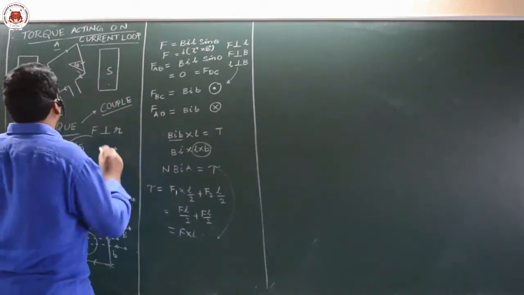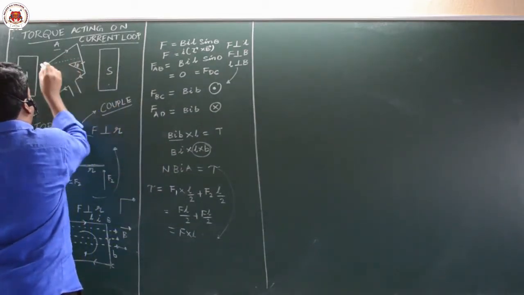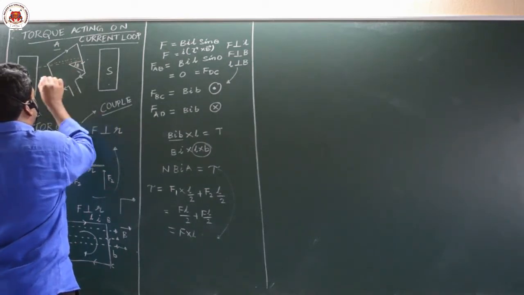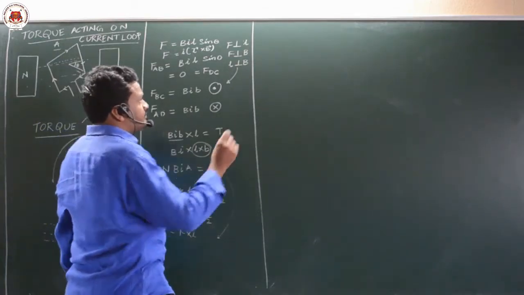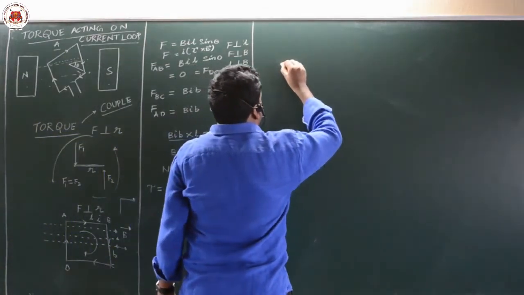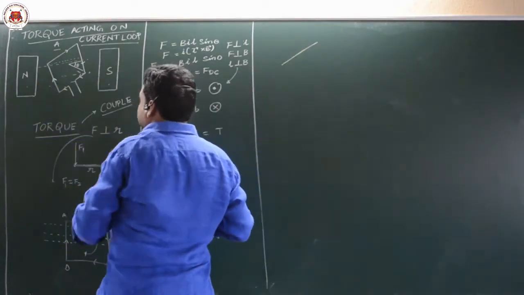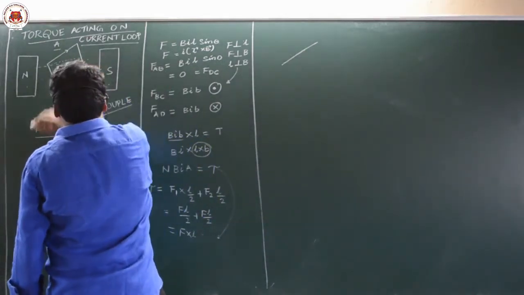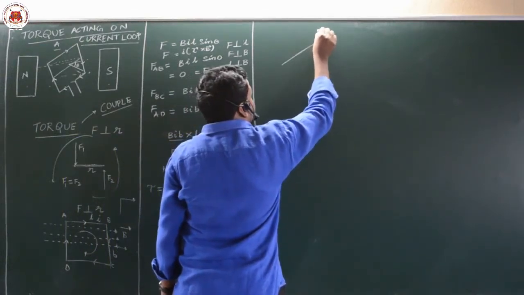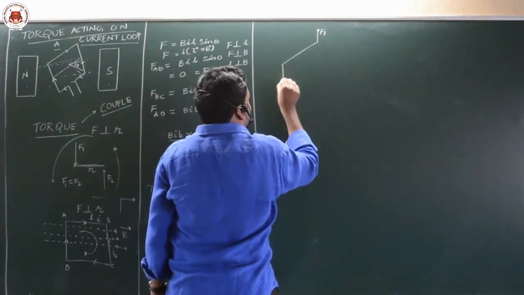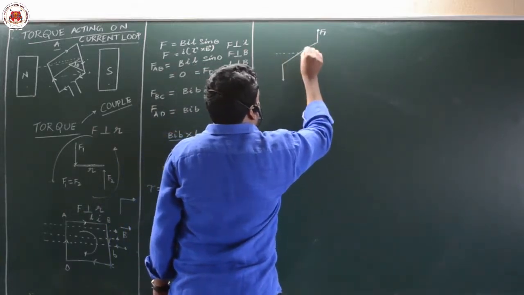Suppose the coil is oriented at a certain angle with the magnetic field. This is the magnetic field which I am giving. The coil is oriented at a certain angle. That means this is the perpendicular drawn from one end to the other end. You draw one perpendicular like this. On this perpendicular, two forces are acting like this. One is F1, the other one is F2. This angle is theta.